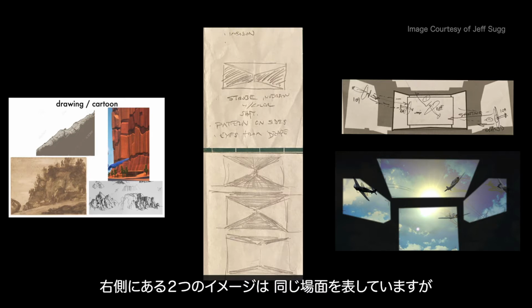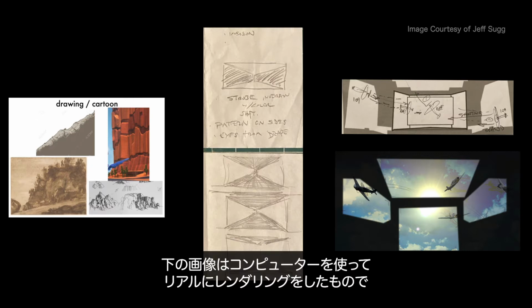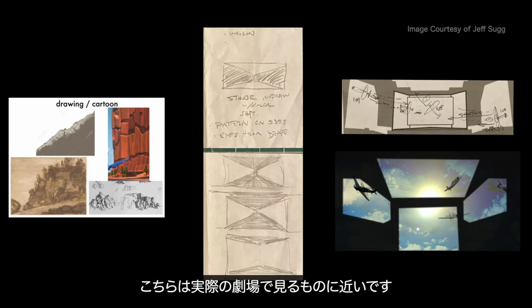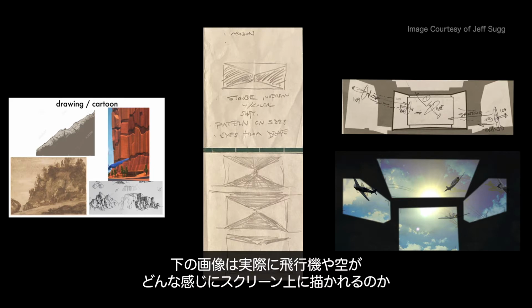On the right here, you see two different versions of the same setup, right? On the top is a very simple pencil drawing over the screens, and the one below is a more rendered photorealistic image that's a little more representative of what it might look like on stage. The top is acceptable to give the idea of the movement, and then the bottom image, you might want to get into that a little more when you're discussing what those planes will look like, what the rendering of the sky will look like.